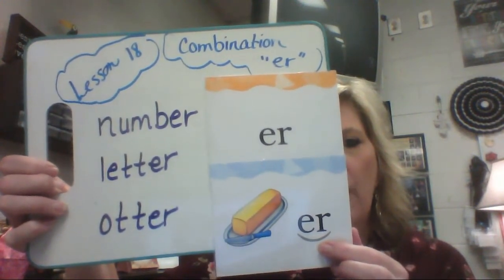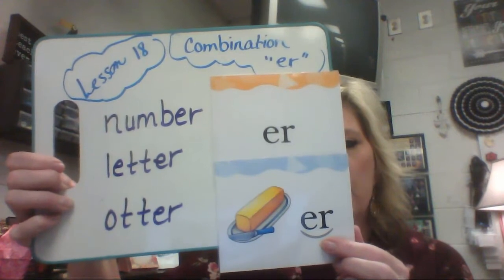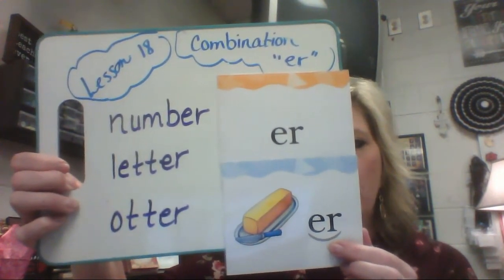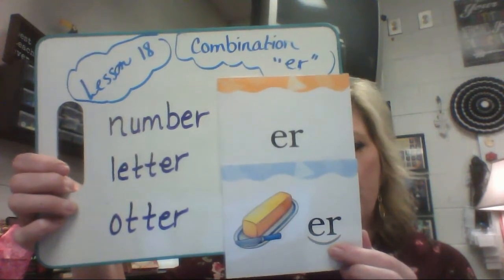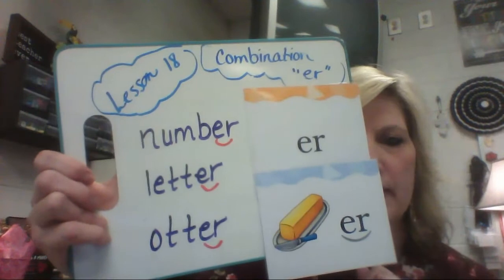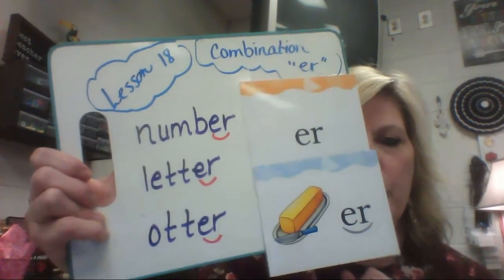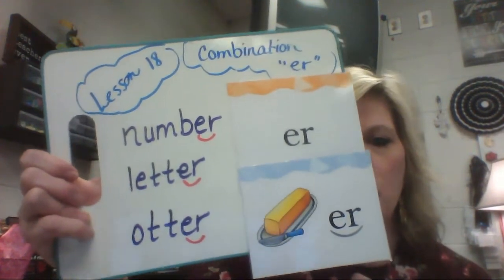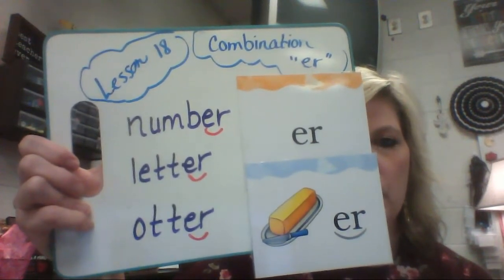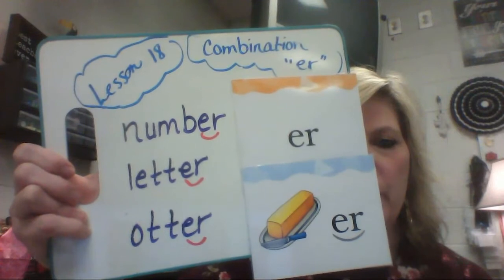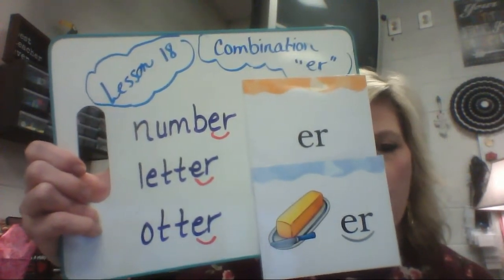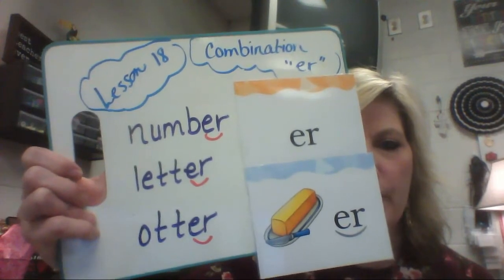And if you will write down these 3 words on a piece of paper, that would be great. Also, have your lesson 18 worksheet nearby. We'll be using it in a few minutes. Okay, so I have put an arc under each one of the ER combinations at the end of each word to show you it has an R sound, and we are going to put the arc to label it.